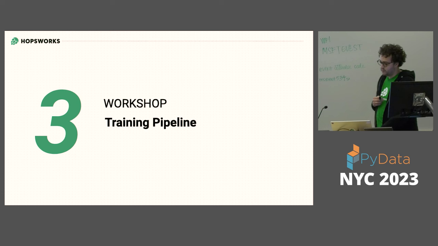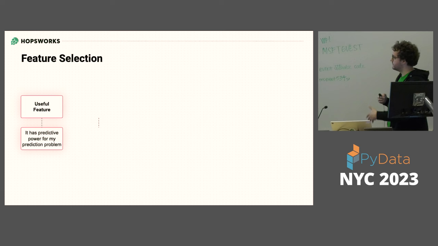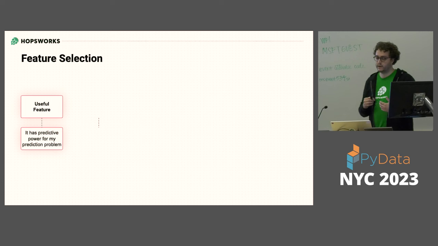Okay, so now we're going to the actual training pipeline. We have created our features and they're available in the feature store. We have a pipeline in place that runs every day and updates those values, appending new values to it. And so now we want to train our model.